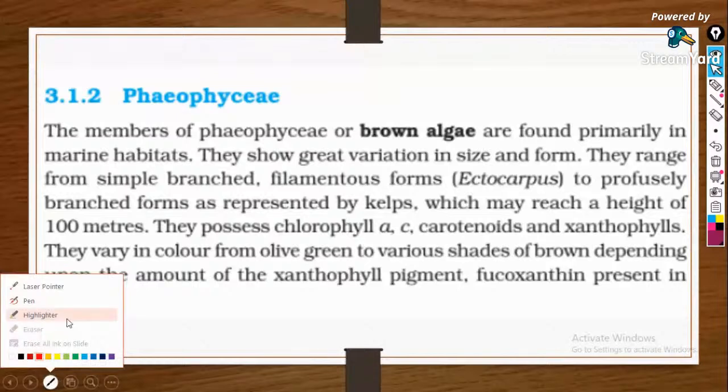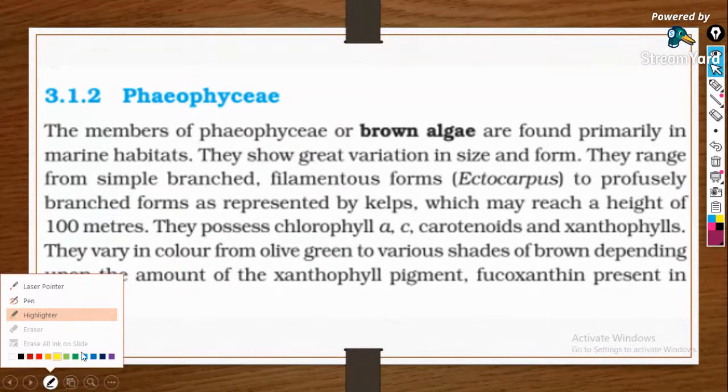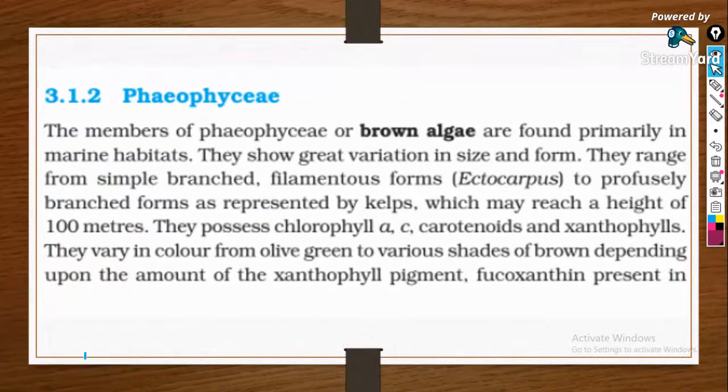Next is Phaeophyceae. Phaeophyceae is also known as what? Brown algae. They are found primarily in marine habitats. They show great variation in size and form. They range from simple branched filamentous forms, that is Ectocarpus, to profusely branched forms like the large kelps. Kelps means the giant algae which reach up to a length of 100 meters.